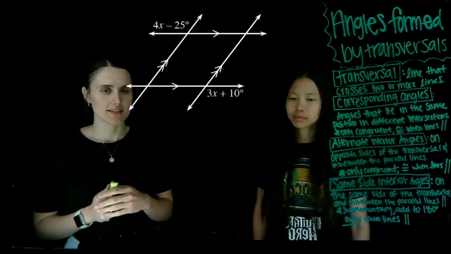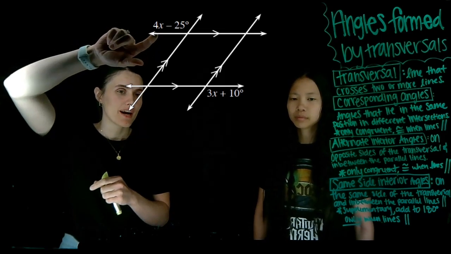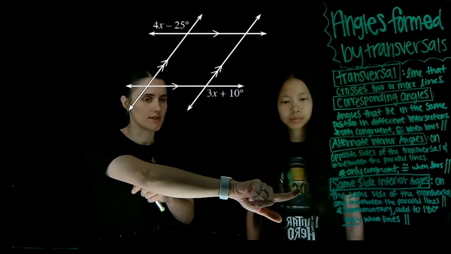Let's look at this set of lines here. Our goal is to figure out what X is. We want to solve for X. And to do that, we're going to have to use some of these angle relationships that we have learned.